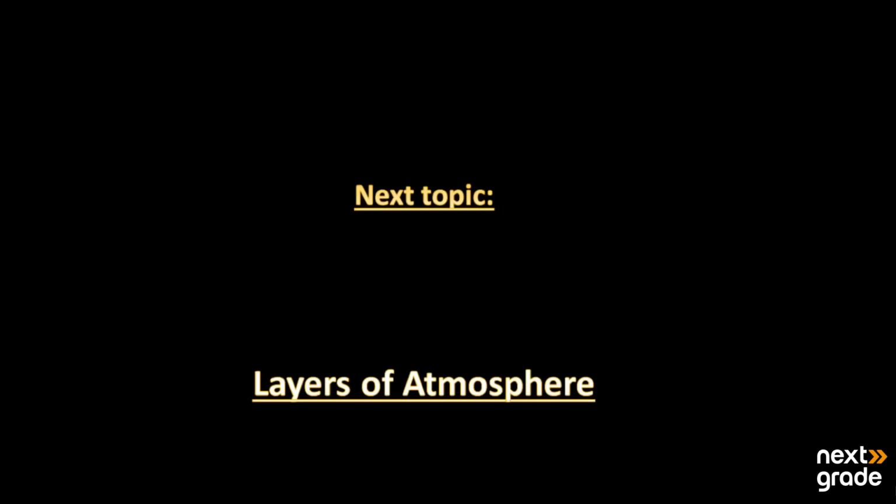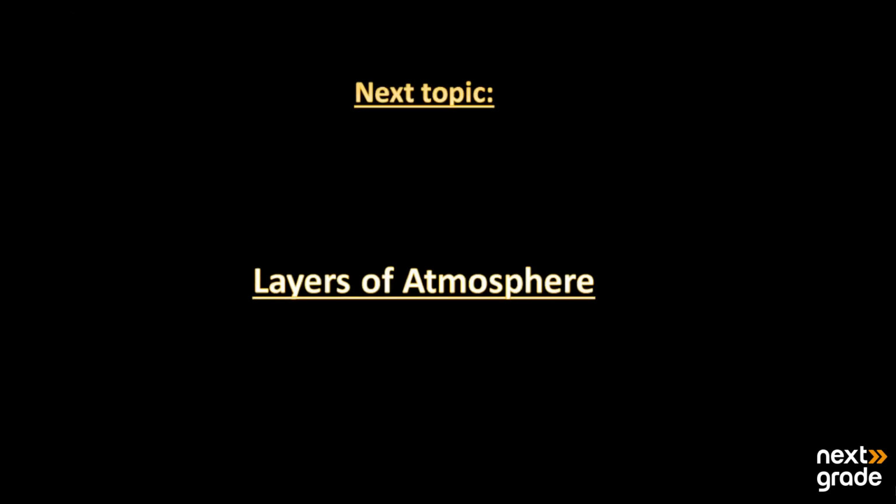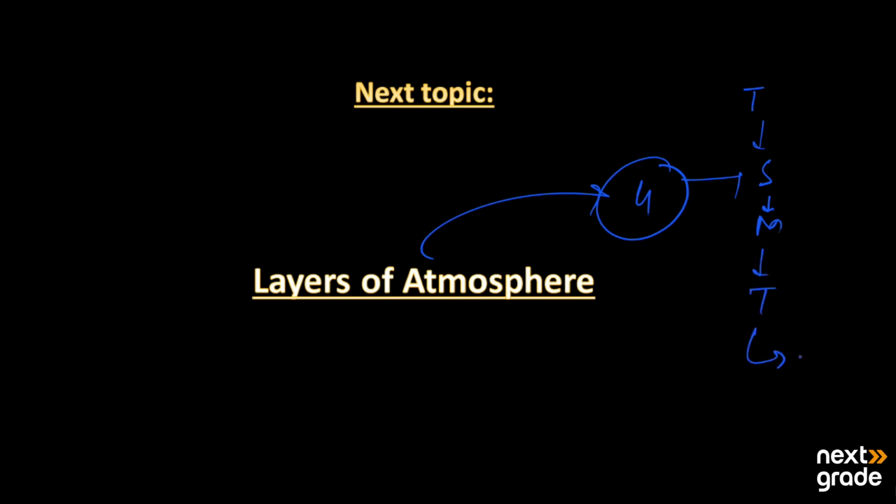The next topic that we will discuss is the layers of the atmosphere. When we talk about the layers of the atmosphere, there are basically four layers. The first one is the troposphere, then we have the stratosphere, the mesosphere, and the thermosphere, and there is also a fifth layer known as the exosphere, which is outside the atmosphere.